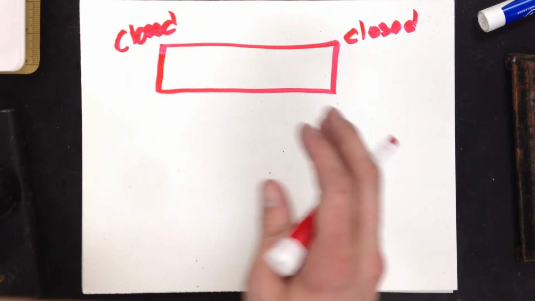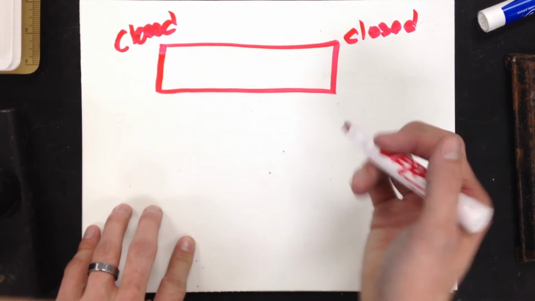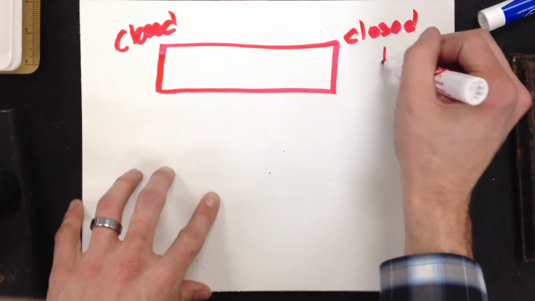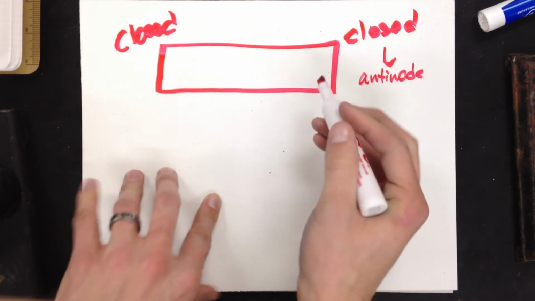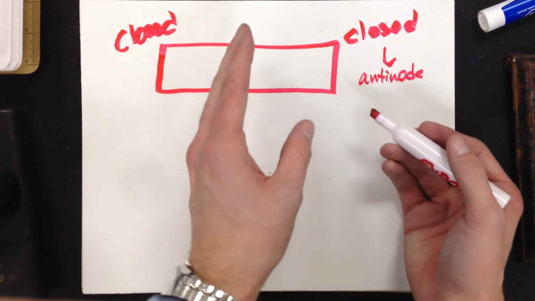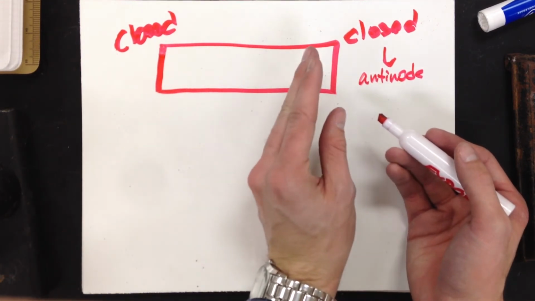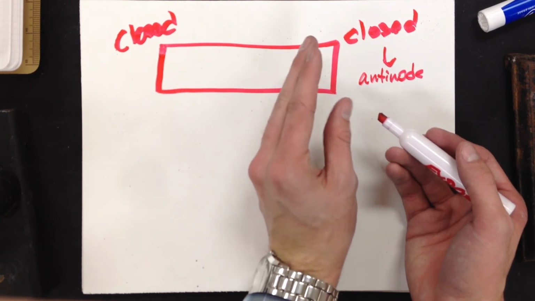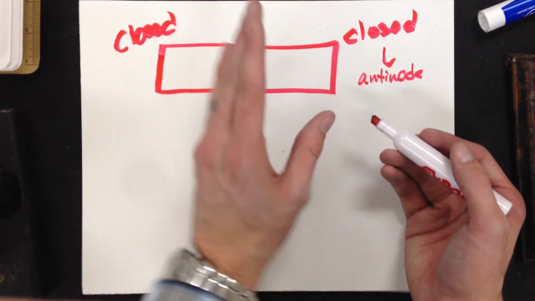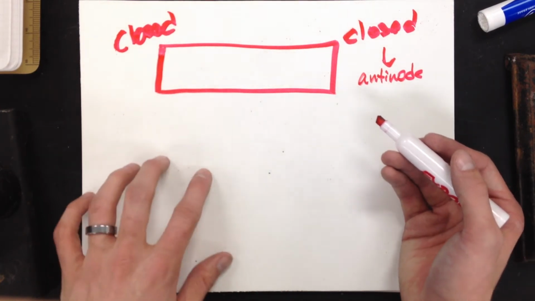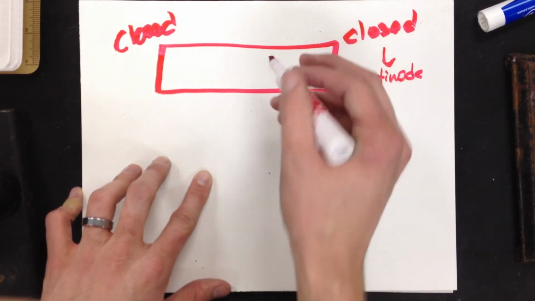So any closed end should be considered an antinode, because at this point, all of the sound can either maximize or compress against the wall, or all of the sound can jump away from the wall, giving me a very high compression or a very low rarefaction. So those positions are antinodes.